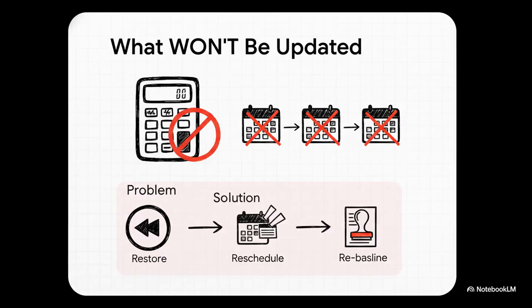Now, it's also super important to know the limits of the tool. Update Baseline is powerful, for sure, but it is not a magic wand. It will not update dates that are calculated by the scheduler, things like your early start or your late finish. If you need to update those fields in the baseline, it's a much more involved process. You actually have to restore the baseline, reschedule it, and then set it all over again. Knowing what a tool can't do is just as important as knowing what it can.